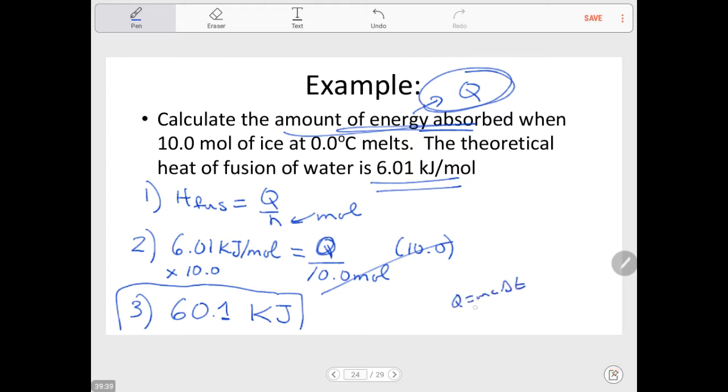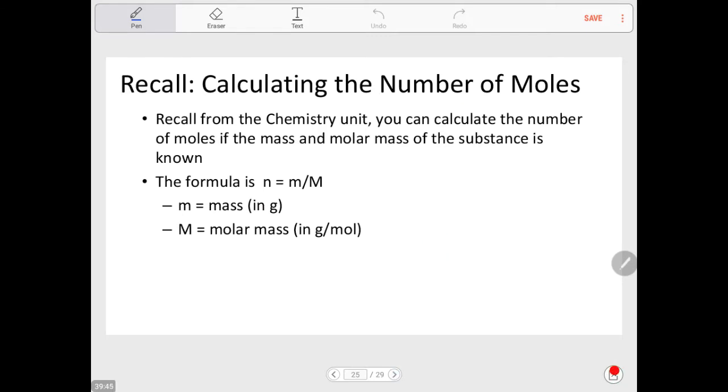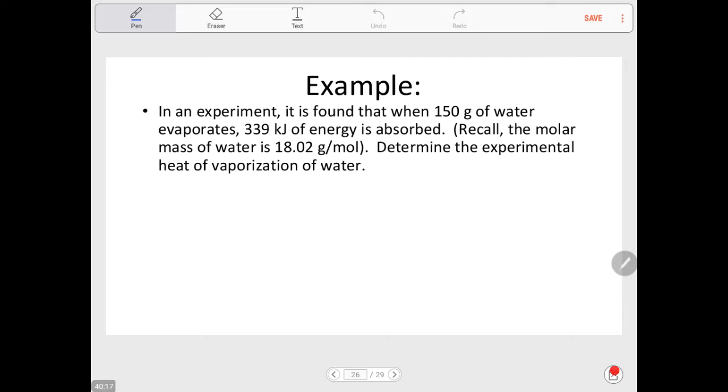So we want to determine the experimental heat of vaporization. So here, your formula is going to be HVAP, that's the heat of vaporization, and that's going to be Q over N. Now they want us to figure out this value. Okay, let's go. Now Q, do we have a Q value in here? It is found that when 150 grams of water evaporates, 339 kilojoules of energy is absorbed, taken in. That's positive. So 339 kilojoules, that's your Q value.